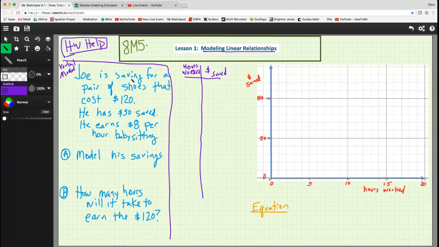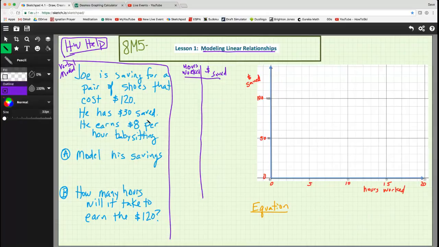So Joe is saving for a pair of shoes that cost $120. He has $30 saved, and he earns $8 per hour babysitting. So let's model his savings, and then B, we're going to answer the question, how many hours will it take to earn $120? But let's forget about what he's trying to get to. Let's just think about modeling his savings.